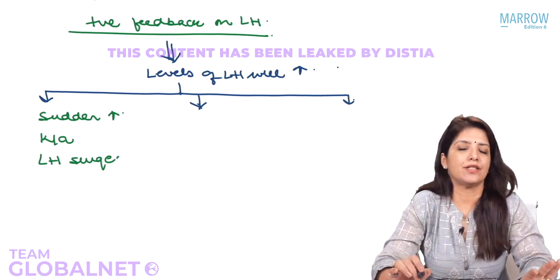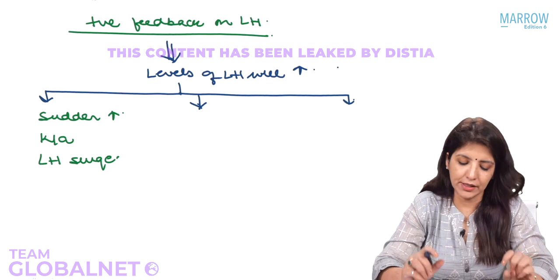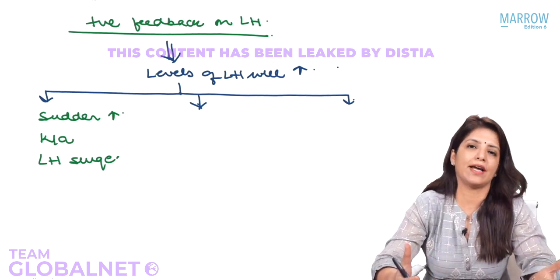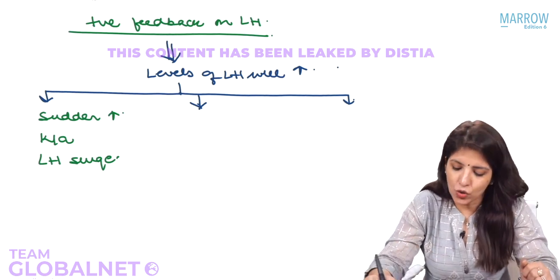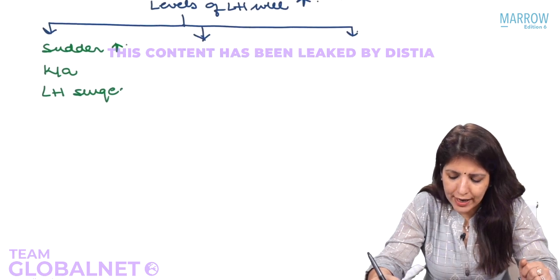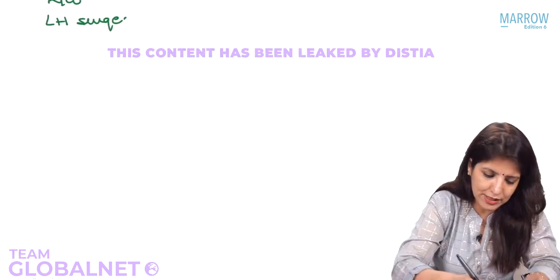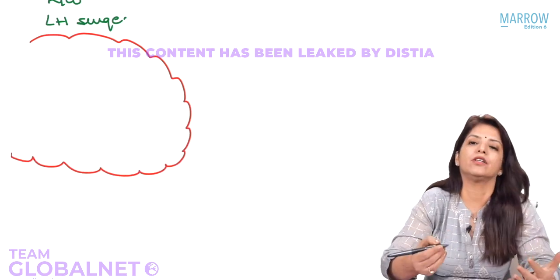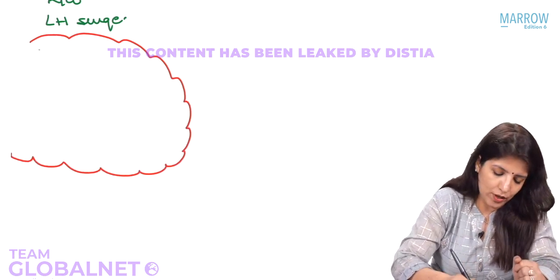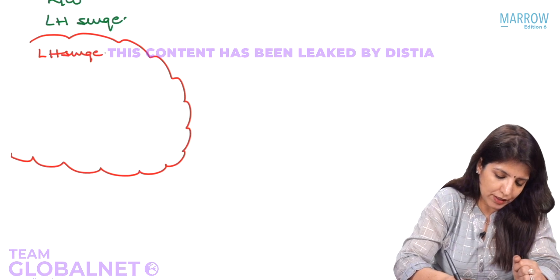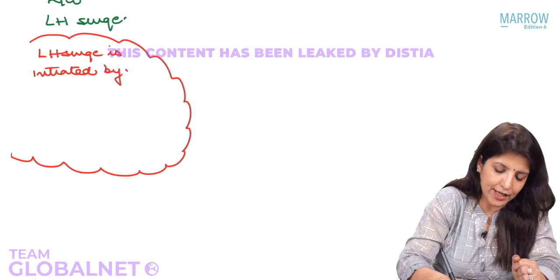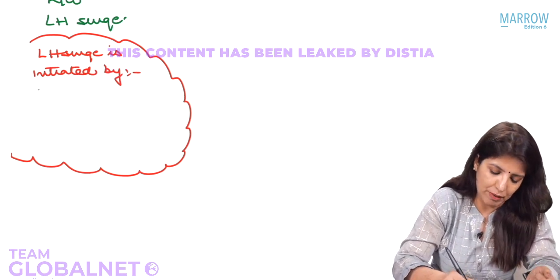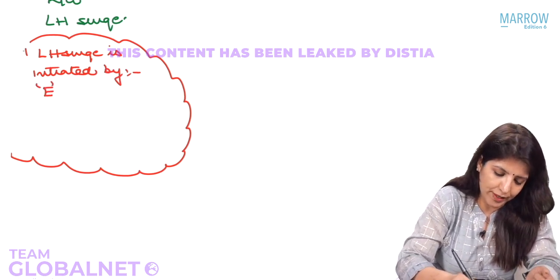Right? So this increase is happening suddenly, and this is called the LH surge. If I ask you, why is LH surge happening? You will say, ma'am, LH surge is happening because of the hormone estrogen. So by which hormone is an LH surge initiated? It is initiated by estrogen, number one.